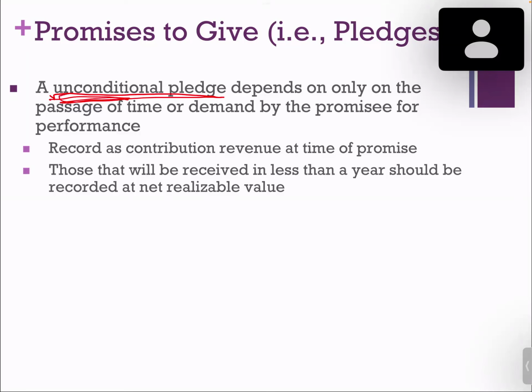Okay. So if it's unconditional, then it just depends on the passage of time. So if someone says, hey, I'm going to pledge $10 million over the course of 10 years or something, then we do get to recognize that as contribution revenue, and we get to recognize it at the present value. Well, also net realizable value, you'll see why, because we do an allowance account for uncollectible pledges. Okay, so that is an unconditional promise.